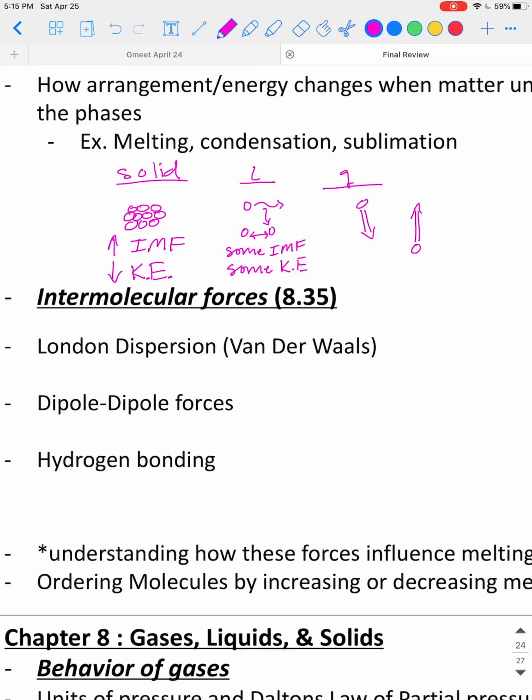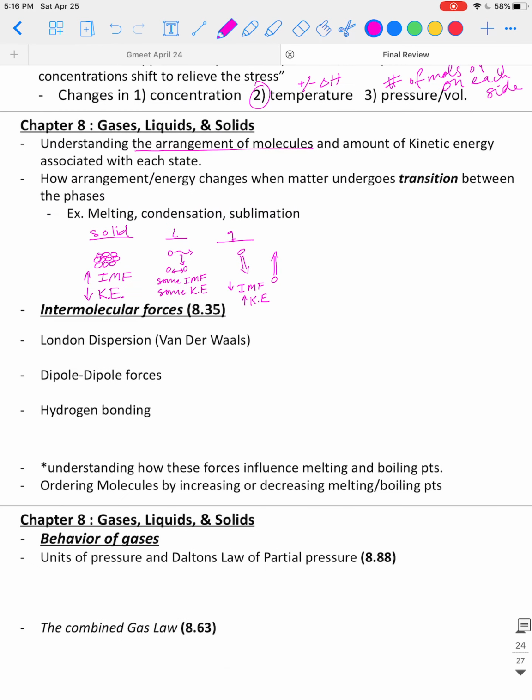Gases, though, their particles are way spread out, and they're zooming around really fast past one another, okay? And so because of that, we said they have the lowest amount of intermolecular forces and the highest amount of kinetic energy, okay? So that's what I mean when I say understand the arrangement of the molecules and the amount of kinetic energy.